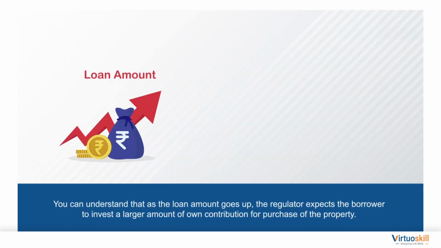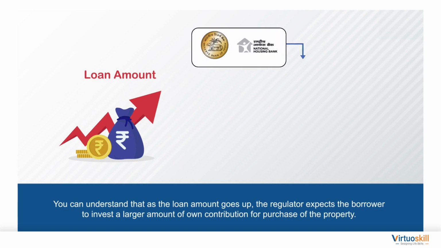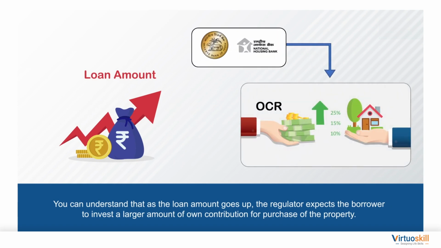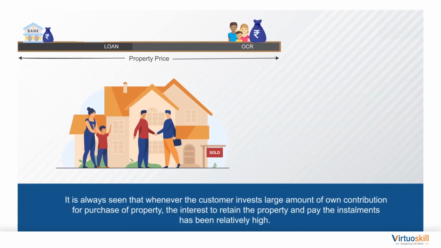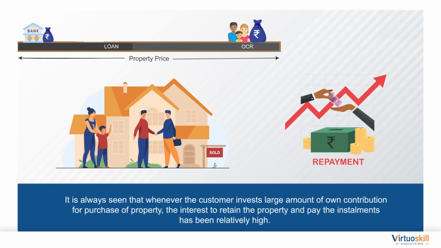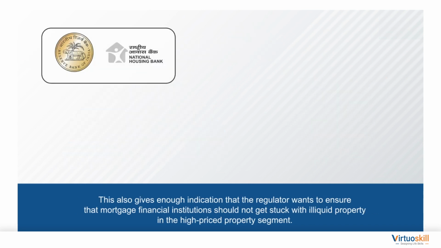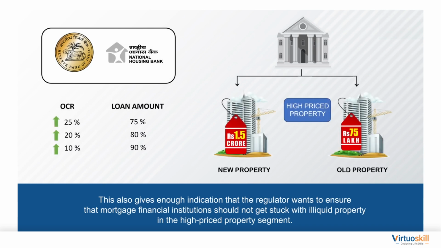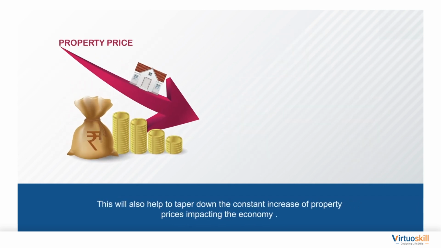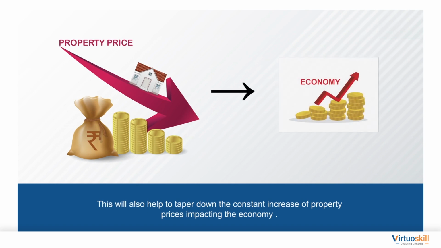You can understand that as the loan amount goes up, the regulator expects the borrower to invest a larger amount of own contribution for purchase of the property. It is always seen that whenever the customer invests a large amount of own contribution for purchase of property, the interest to retain the property and pay the installments has been relatively high. This also gives enough indication that the regulator wants to ensure that mortgage financial institutions should not get stuck with illiquid property in the high-priced property segment. This will also help to taper down the constant increase of property prices impacting the economy.